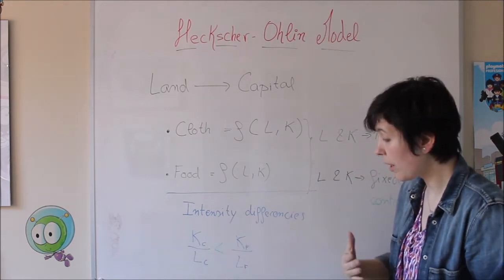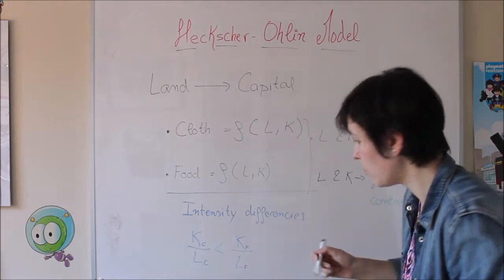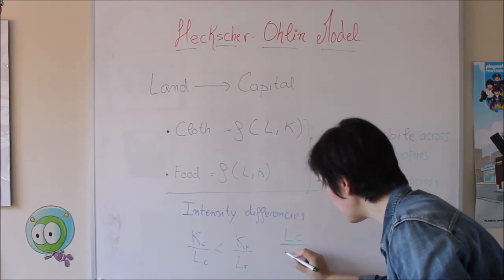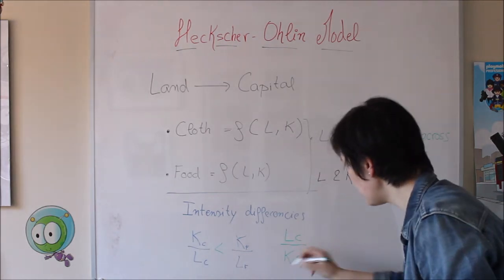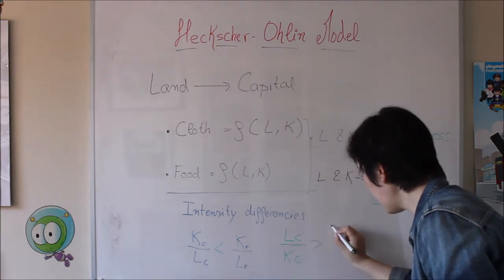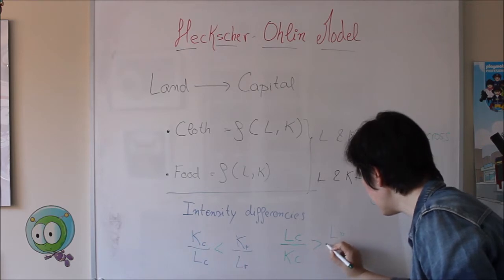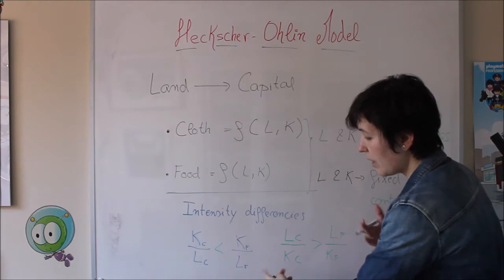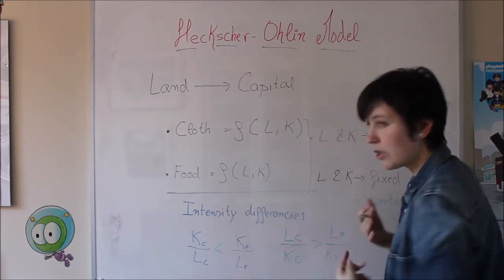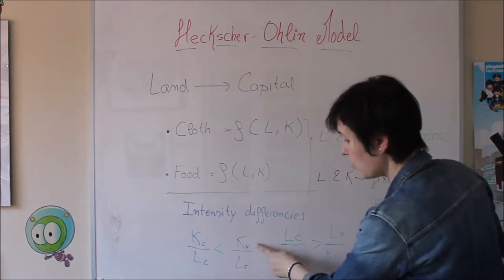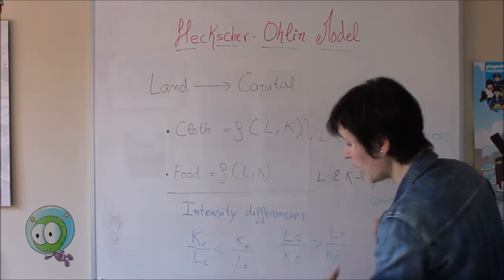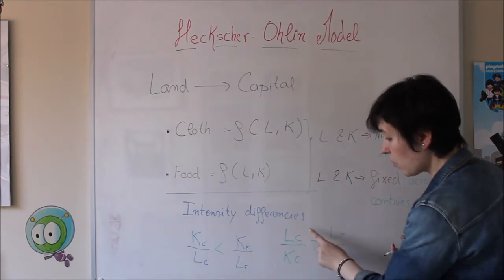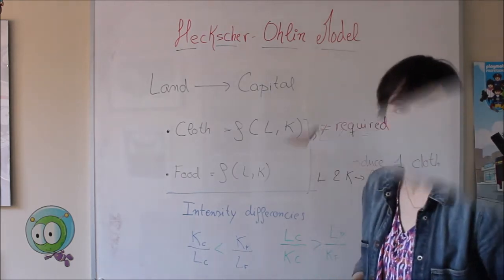Of course, we are going to get just the opposite in terms of labor. So if we put here labor in the cloth industry and capital in the cloth industry, it is going to be just the inverse, okay? Labor in the food, capital in the food. So here we are saying the food industry is more intense in the use of capital, or capital per worker, while the cloth industry is more intense in labor, or labor per capital.